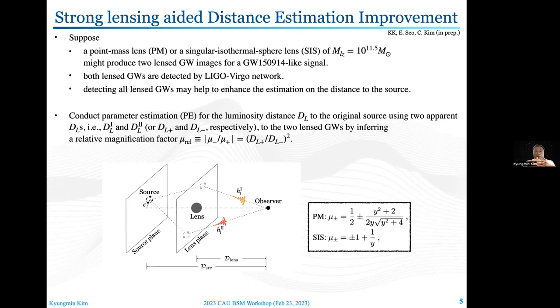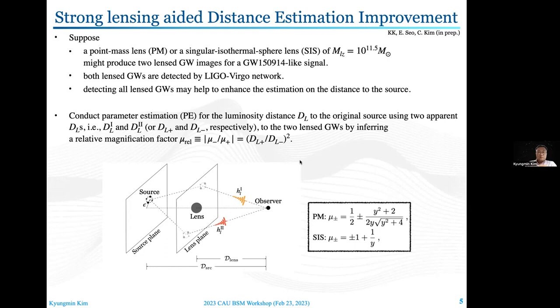And then we assume that detecting all the lensed gravitational waves may enhance the estimation of the distance to the sources. So for this study, we conducted parameter estimation for the luminosity distance to the original source using two apparent luminosity distances to the images on the lens plane.